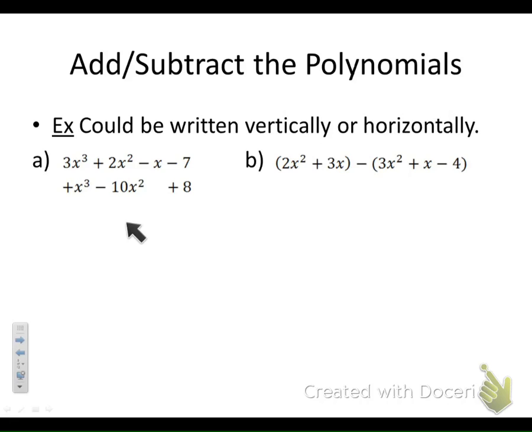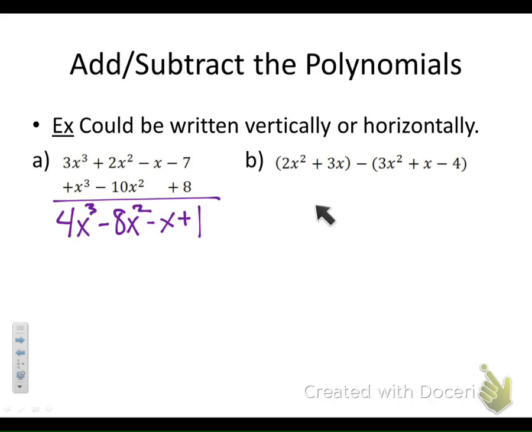First off, I just want you to be aware that when we add or subtract polynomials, depending on what textbook you get, sometimes they might write it vertically or horizontally. Just so you know, I'm going to go with the horizontal today. I just wanted you to be aware of the vertical. If you see it vertically, you just add like terms, like what you see.